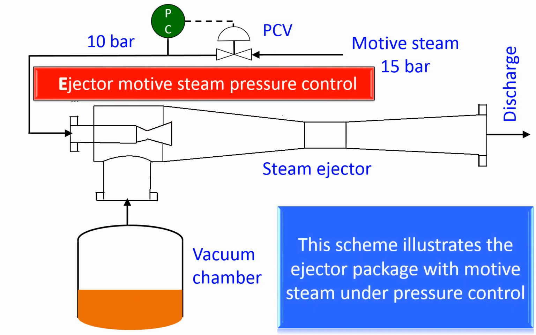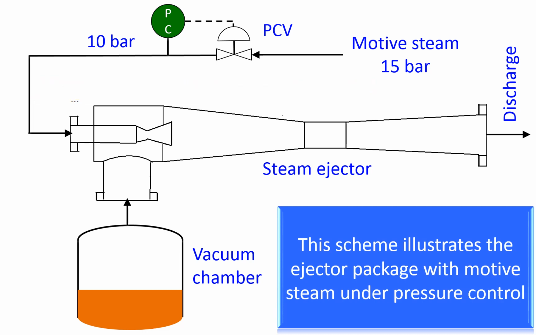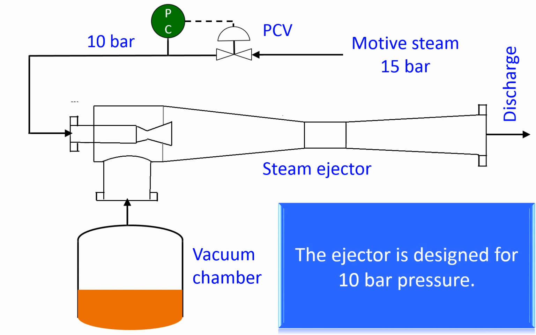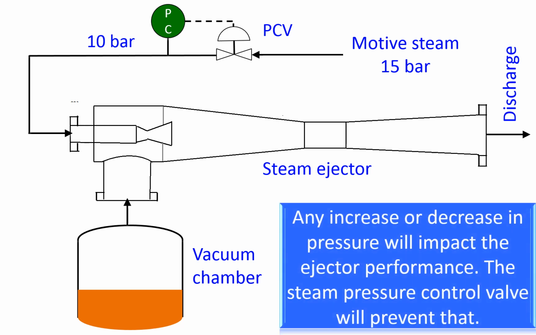This scheme illustrates the ejector package with the motive steam under pressure control. The ejector is designed for 10 bar pressure. Any increase or decrease in pressure will impact the ejector performance. The steam pressure control valve will prevent that.